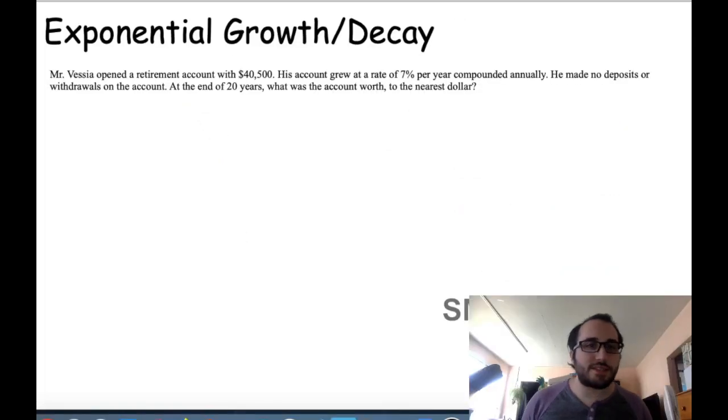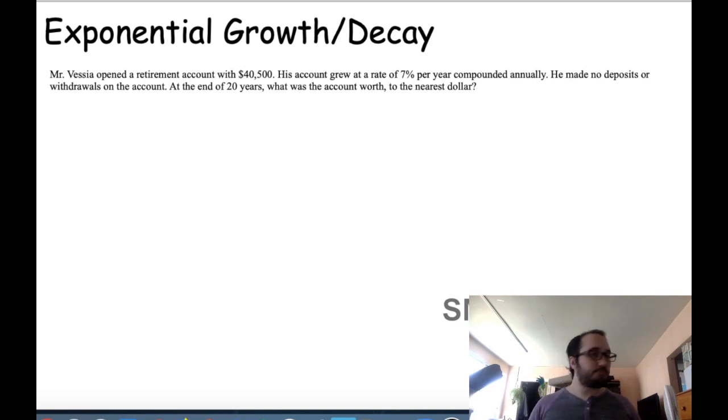Okay, Mr. Vesia opened up a retirement account with $40,500. His account grew at a rate of 7% each year compounded annually. That is amazing. He made no deposits, no withdrawals in the account. At the end of 20 years, what is the account worth to the nearest dollar?